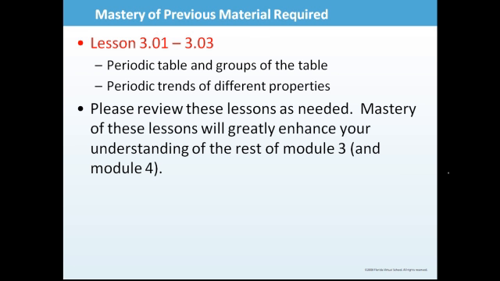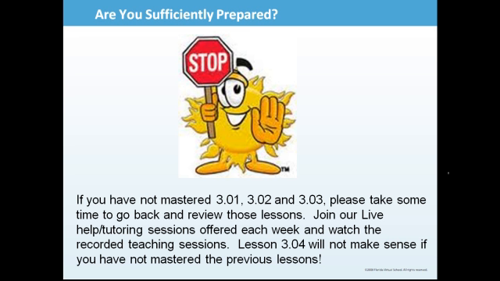Again, remember, you do need to have some prior knowledge before going into this lesson, so make sure you have lessons 3.01 through 3.03 completed, looking at the periodic table, how it's laid out, the different groups, and different trends that we see throughout the periodic table. Once you're feeling comfortable with those, then you can go ahead and proceed with 3.04.